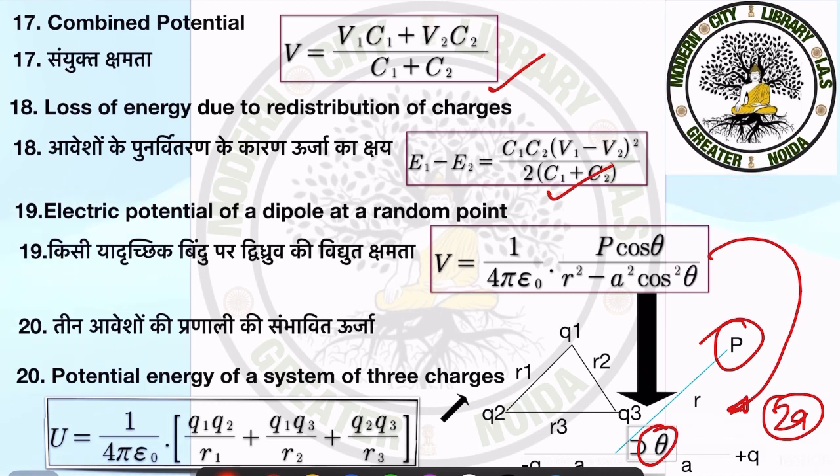Next is the potential energy of a system of three charges. Here are three charges, 1, 2 and 3. The distance from charge 1 to 2 is R1, 2 to 3 is R3, and 3 to 1 is R2. Then the potential energy is U equal to 1 upon 4 pi epsilon naught into Q1 Q2 over R1 plus Q1 Q3 over R2 plus Q3 into Q2 over R3.